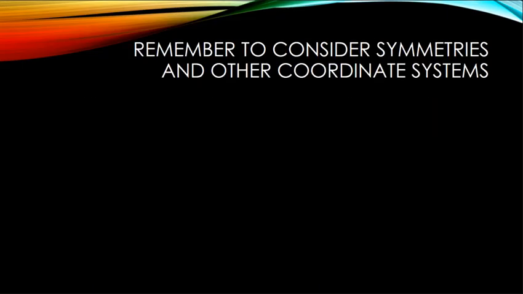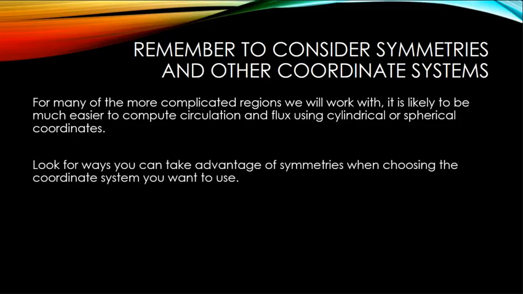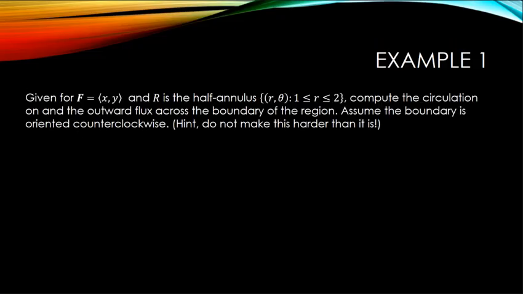It's not as complicated as it might seem, as long as we can remember some of the things we've already learned. For example, for many of the more complicated regions that we work with, it's quite likely that it will be much easier to compute circulation or flux if I use cylindrical or spherical coordinates instead. So look for ways that you can take advantage of symmetries when choosing the coordinate system that you're going to use. Let's work an example.